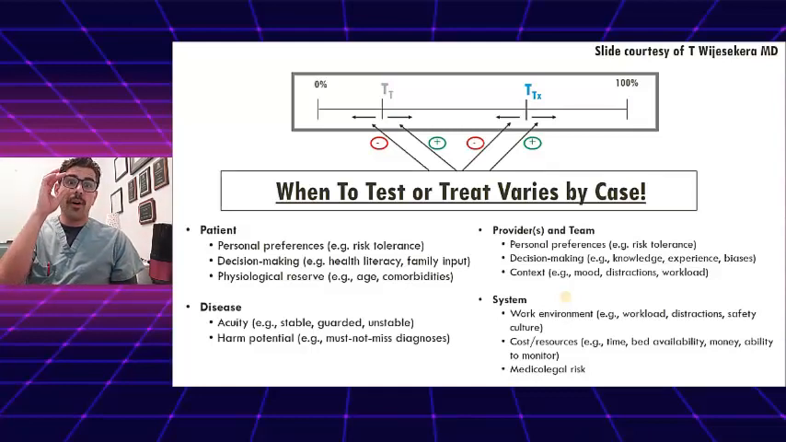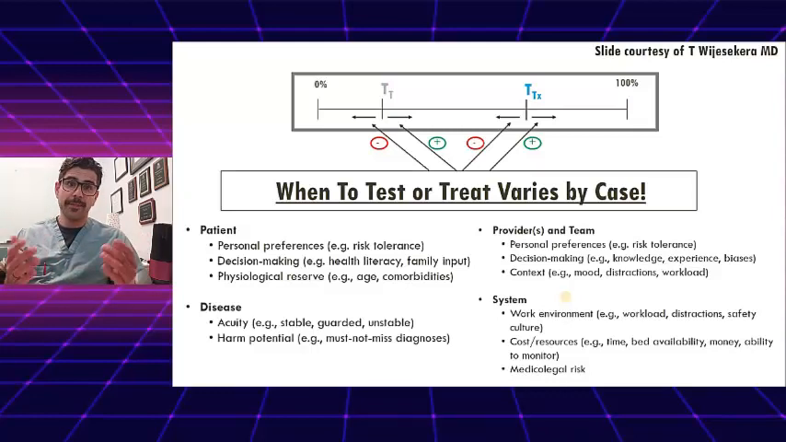So we can see that all of these thresholds are set by lots of different parameters. The patient themselves, their personal preferences. So if I'm in an outpatient setting, their tolerance to risk, their health literacy, the family input, all of these things might influence whether or not I test or treat for things. Similarly, their physiologic reserve or their age or comorbidities matter.